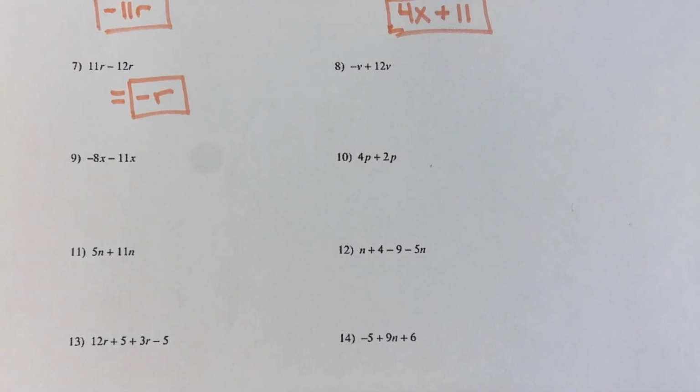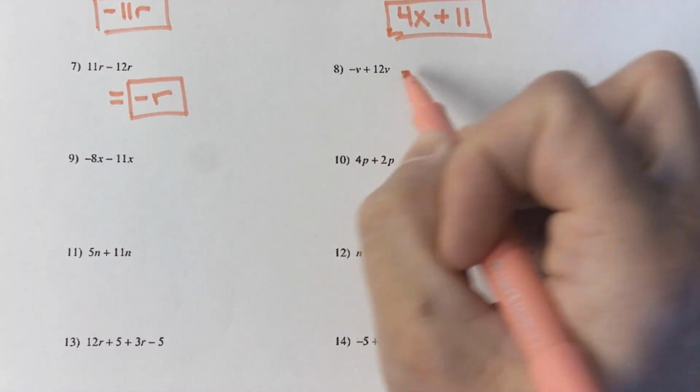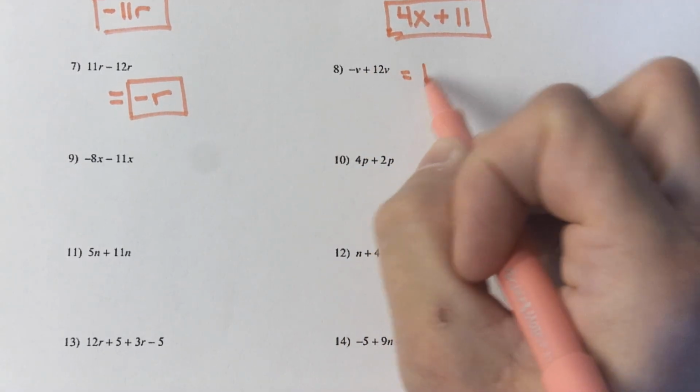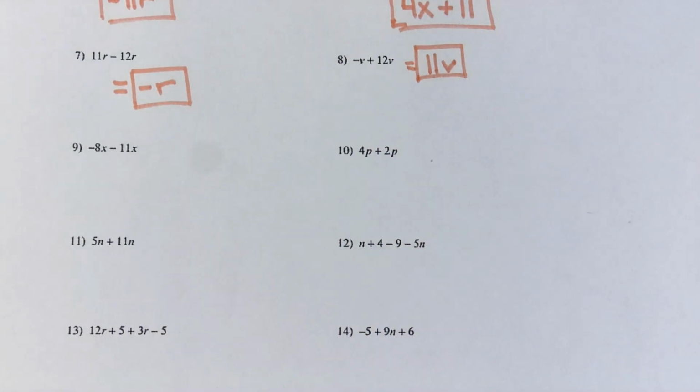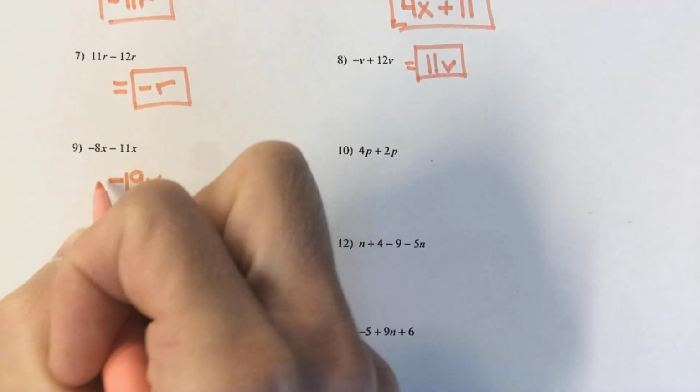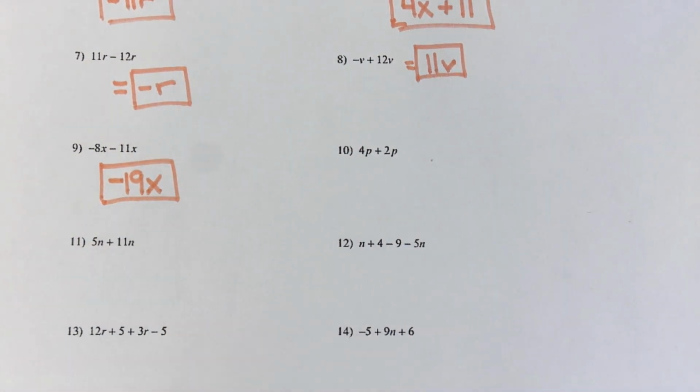Alright, Jordan. Like terms for number 8? Yep, thumbs up. Negative 1v plus 12v. Because the 12 is bigger and it's positive, I like 11, but it is going to be positive 11 overall. So on your calculator, if you're typing it in, I would do negative 1 plus 12. Christian, I'm coming to you. Like terms for number 9? Yeah, I agree. If I have negative 8 and then I subtract 11 more, what am I at? Negative 19. And then the x comes along for the ride.